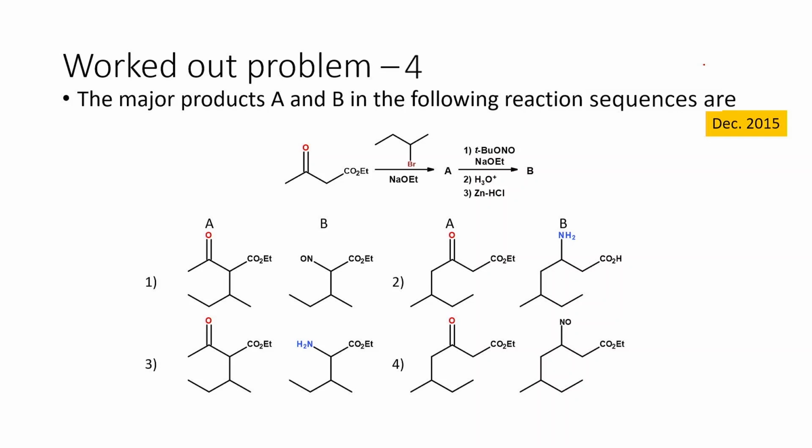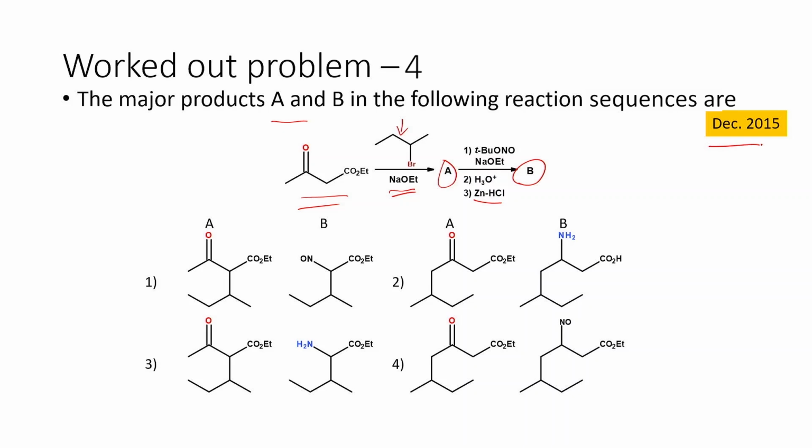So let us move on to the next problem. So here again the major product A and B formed in the following reaction sequence are, this is nothing but a beta keto ester. The beta keto ester undergoes an alkylation reaction using an alkyl halide in the presence of a base. Sodium ethoxide is used as a base that gives an intermediate A, and this intermediate A is further treated with tertiary butyl nitrite in the presence of sodium ethoxide, and it is hydrolyzed. Then finally it is reduced with zinc and HCl to give a product B. So these are all the various reactions that are being carried out on A to get the product B.